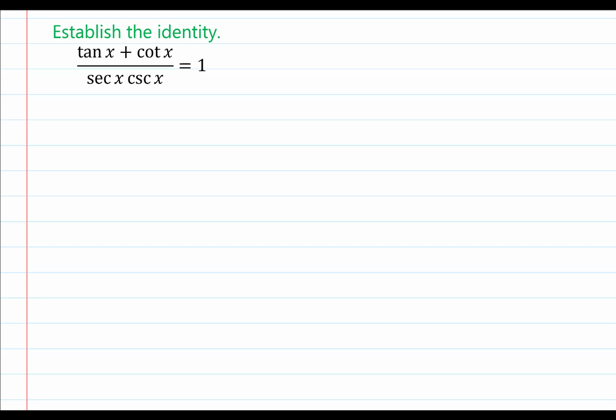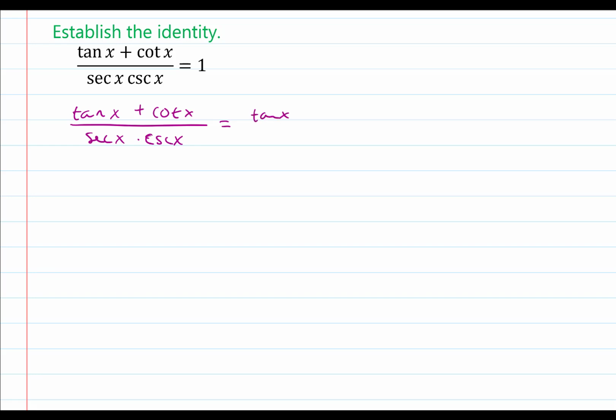In our second example, we have tangent of angle x plus cotangent of angle x over secant of angle x times cosecant of angle x, and that this is equal to 1. Now we can see that the left side is more complex than the right side, so I'm going to rewrite the left side. That's tangent of angle x plus cotangent of angle x over secant of angle x times cosecant of angle x.